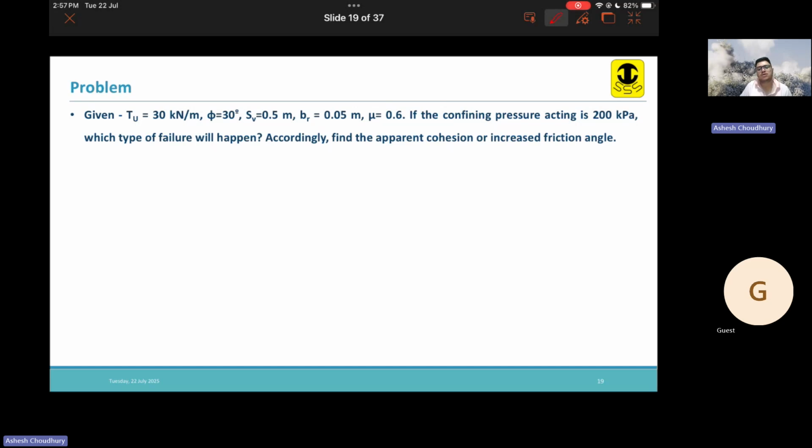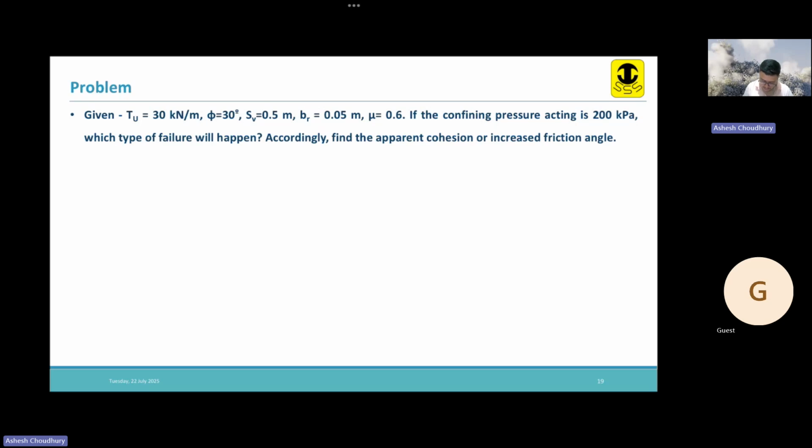Accordingly, find the apparent cohesion or increased friction. So first we need to identify which type of failure is going to happen. On the basis of that, we are going to see whether apparent cohesion governs or increased friction angle governs that mode of failure, and accordingly we'll find that out. Okay, so let us do it, very simple. You should have done it. It's everything we just discussed.